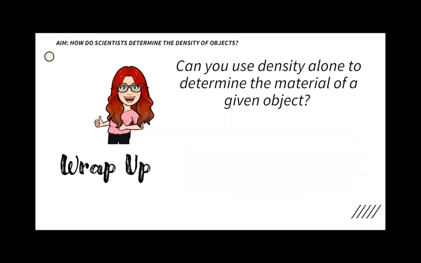So can you use density alone to determine the material of a given object? What do we think? On Tuesday, we talked about how density does not change and that is a constant, but can you use density alone to determine what material is in front of you? Take a moment to think about it and then we can talk about it.